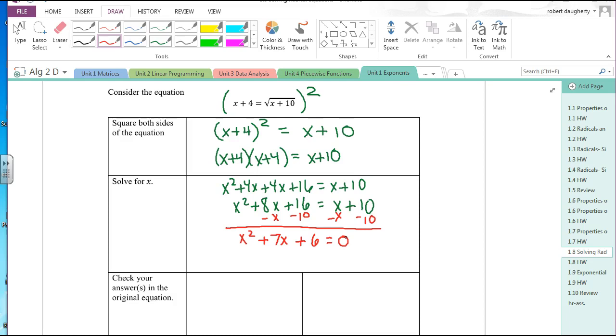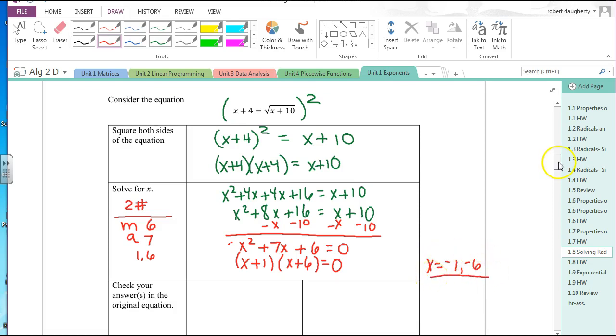Okay, guys, how do I want to solve this quadratic? What's the way that I love to solve it? If it works, I love it. It starts with an F. Factoring. If I can find two numbers that multiply to 6 and add to 7, I will be in business. Are there numbers that do that? 1 and 6. So what is the factorization of this? X plus 1, x plus 6 equals 0. That means that x is equal to what?